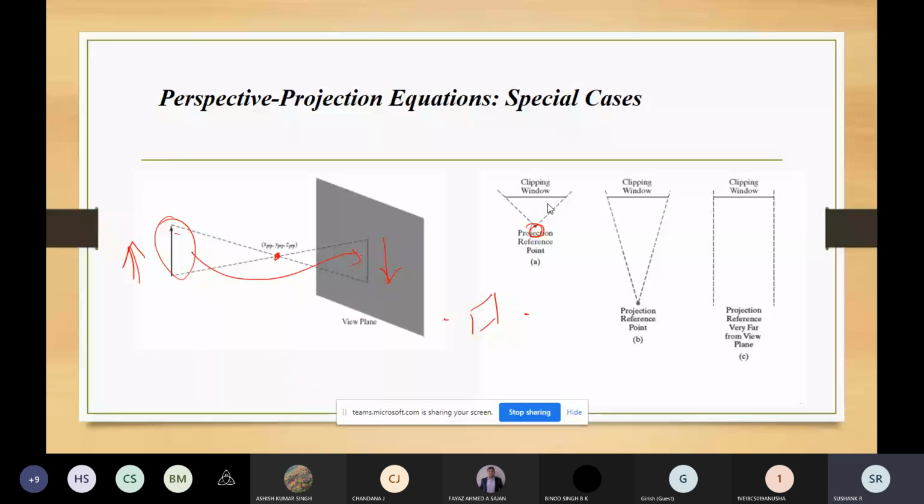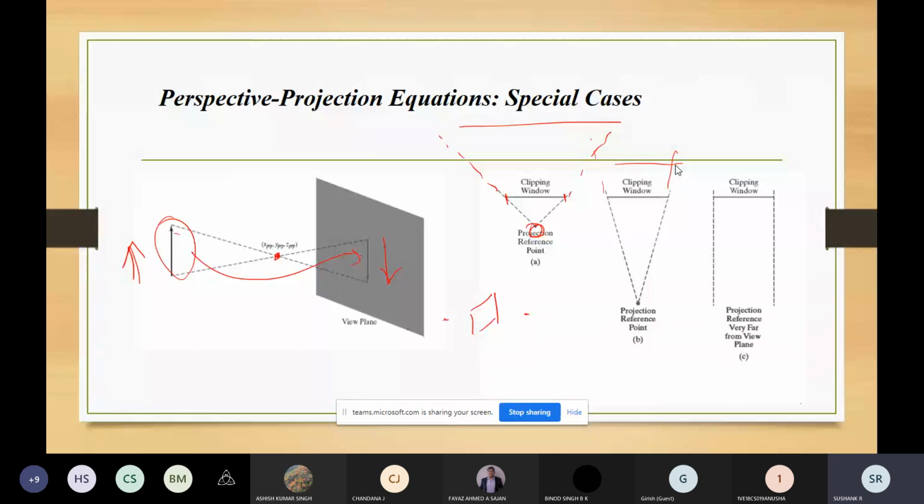And you can see we have three perspective effects. You can see how the image is looking. Here it looks larger. If I project this, the image will be somewhere here, and in this situation the image will be somewhat here. So the distance also matters. The perspective effect will depend on the distance between the projection reference point and the view plane.